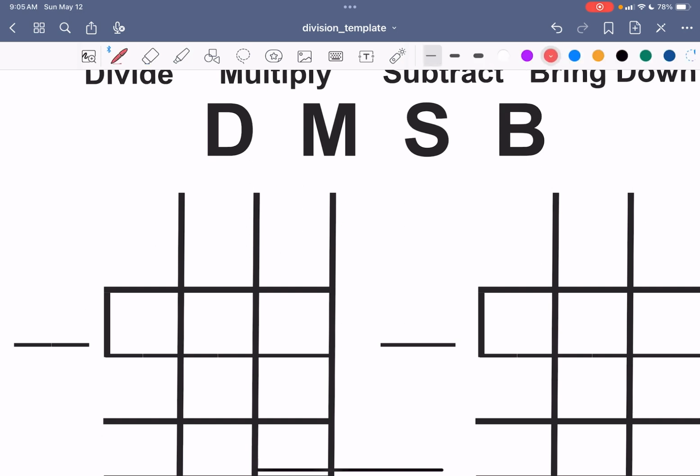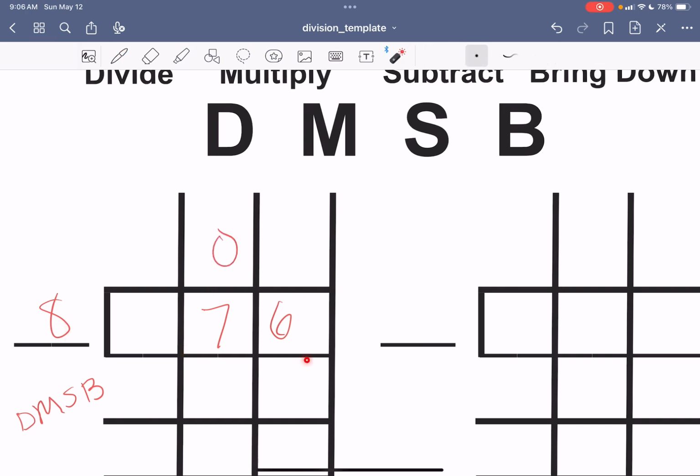Let's do 76 divided by 8. So I have to divide every number. I'm going to write my divide, multiply, subtract, bring down. 7 divided by 8 is 0. The new number is now 76. So 76 divided by 8, let's see. 8 times 9 is 72. 8 times 10 is 80. So 8 times 9 will work because 8 times 10 is too big.